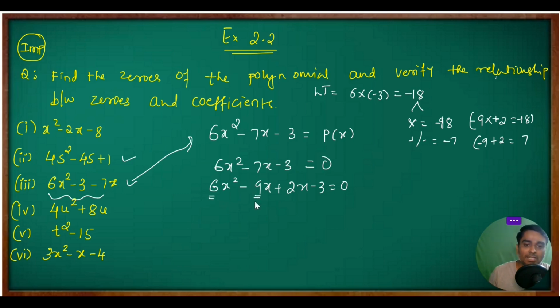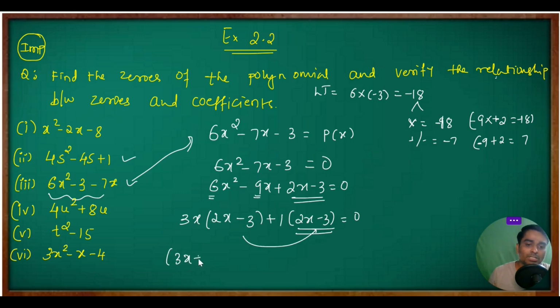Take a common factor here. 6 and 9 are in the third table, therefore 3 is out, 3x is out, so still here 2 is remaining because 3 2s are 6, and x is remaining, correct? And here what is remaining? 3 is remaining. Now write exactly, repeat this bracket 2x minus 3, the same bracket. Is there any change? Nothing. That means plus 1 is out. So we have two brackets now.